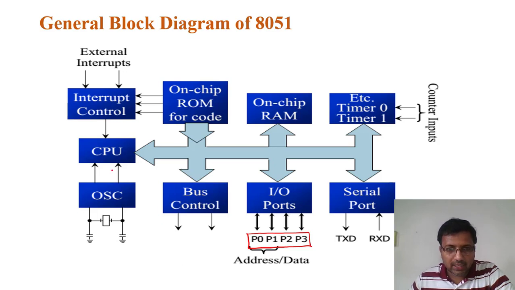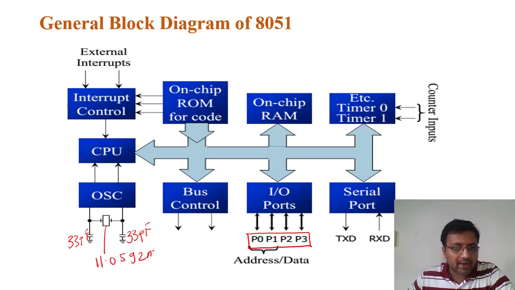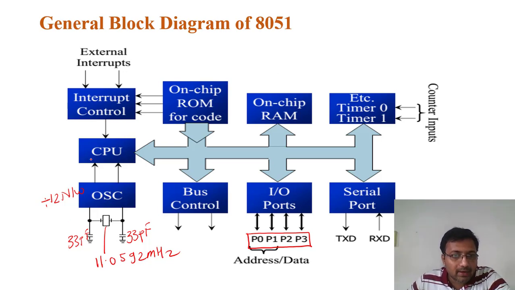We'll start with the oscillator circuitry. Here we have a crystal oscillator and 2 capacitors of 33 picofarad each, and the crystal is of 11.0592 megahertz. In the last lecture I explained why it is 11.0592 megahertz: internally in the oscillator circuitry there is a divide by 12 network, so that the CPU takes only 1.085 microsecond for each machine cycle instruction execution. The CPU is there.